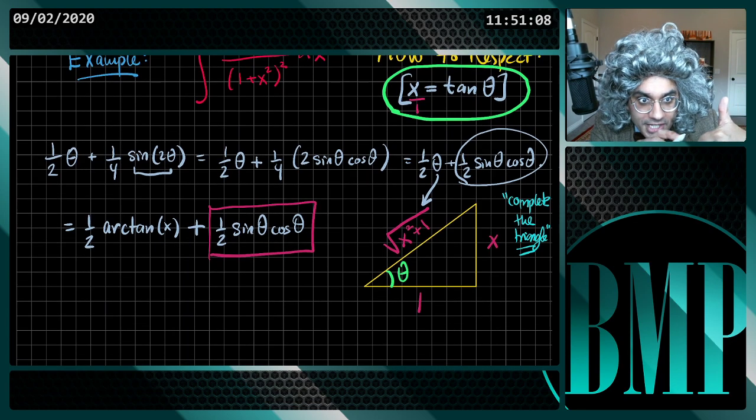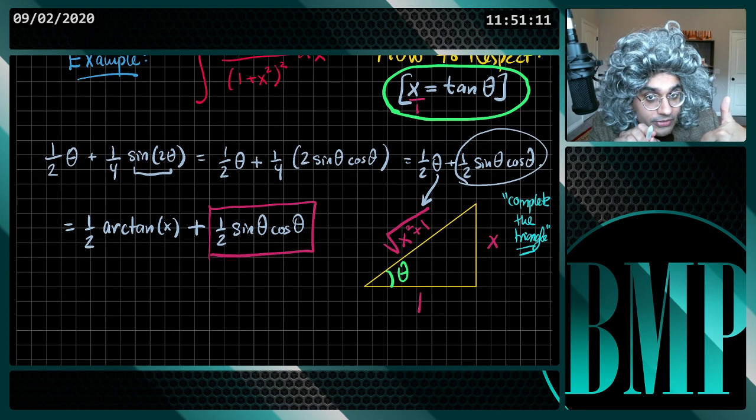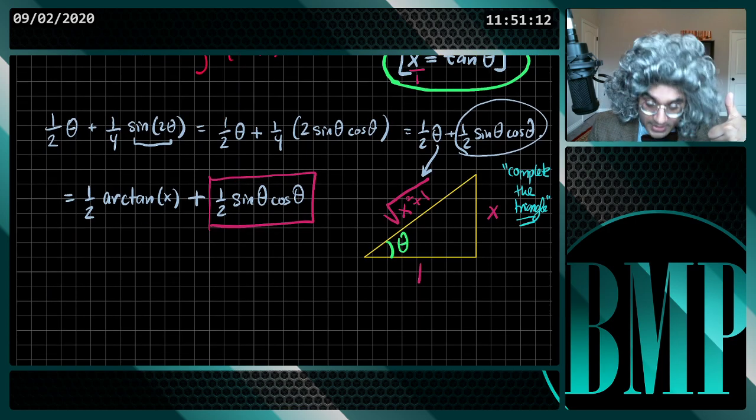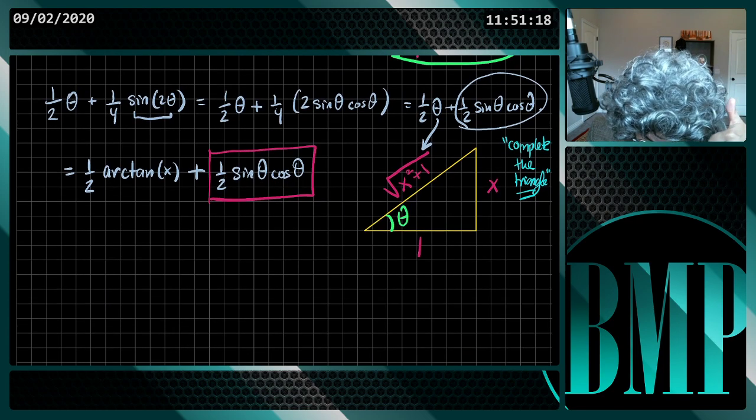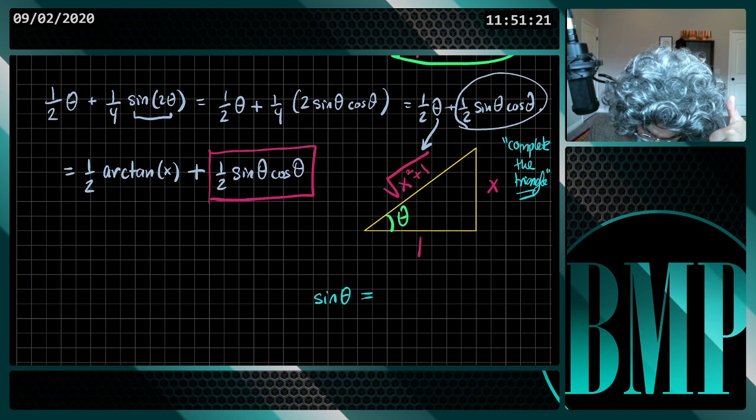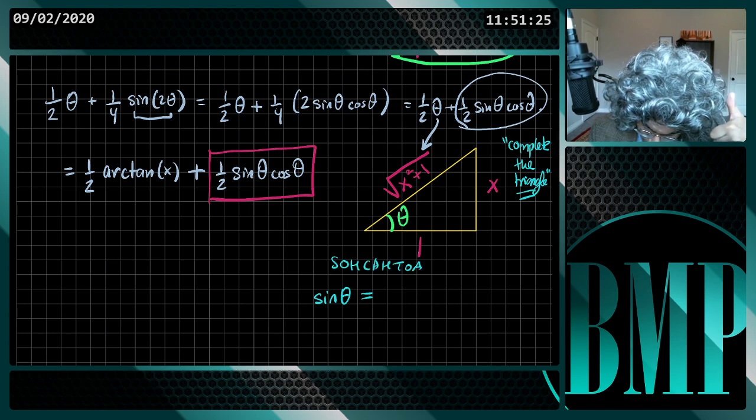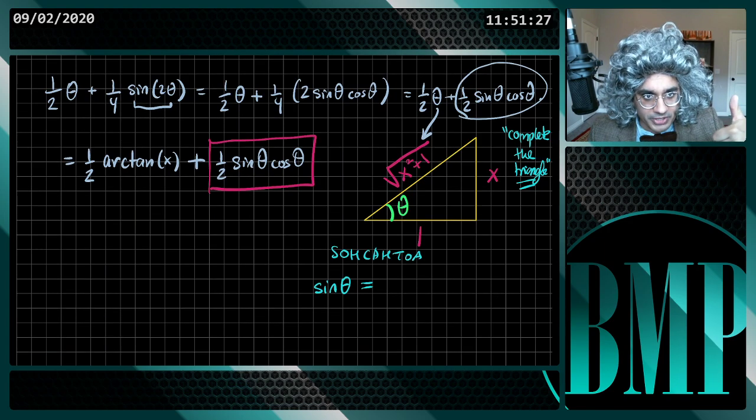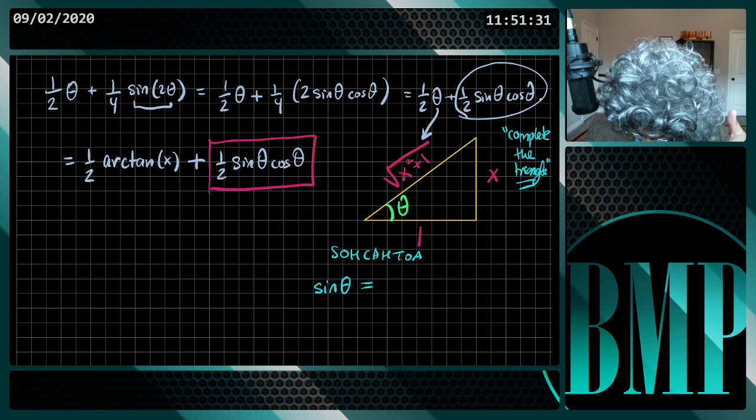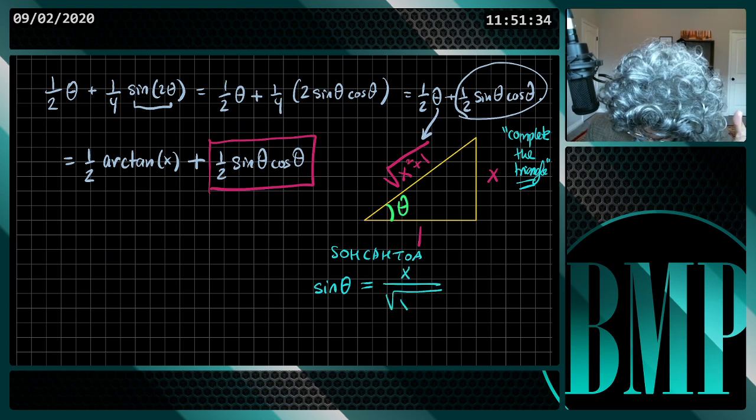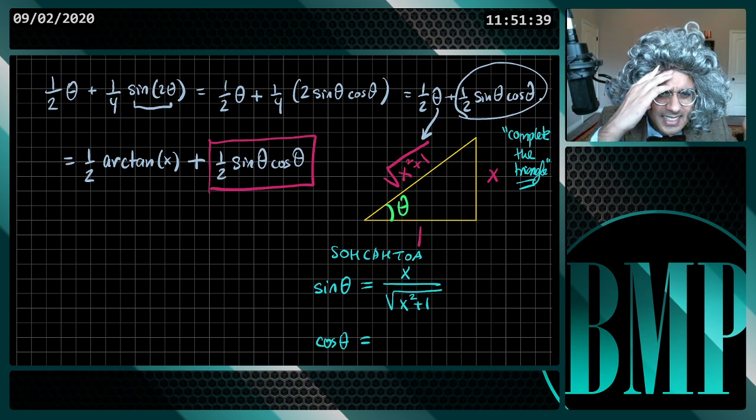All right, now each of these, sine of theta and cosine of theta, have their own meaning. This is for all the people following so that I don't have to say it each time. Okay, so sine of theta, according to the Sokotoa principle, is now opposite over hypotenuse. So x over. And cosine of theta is adjacent.